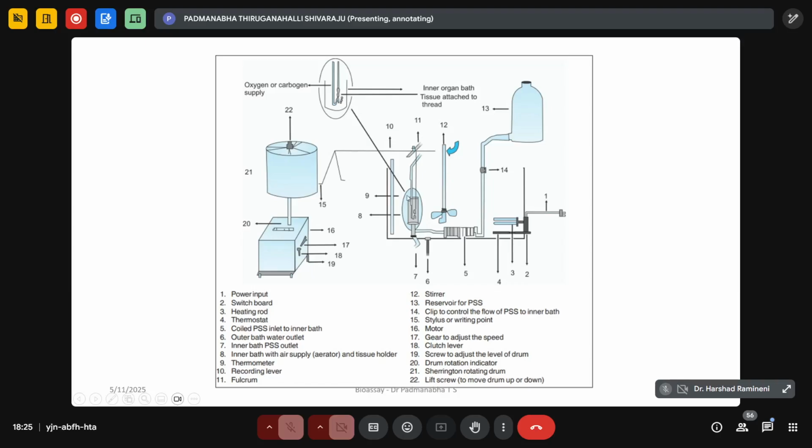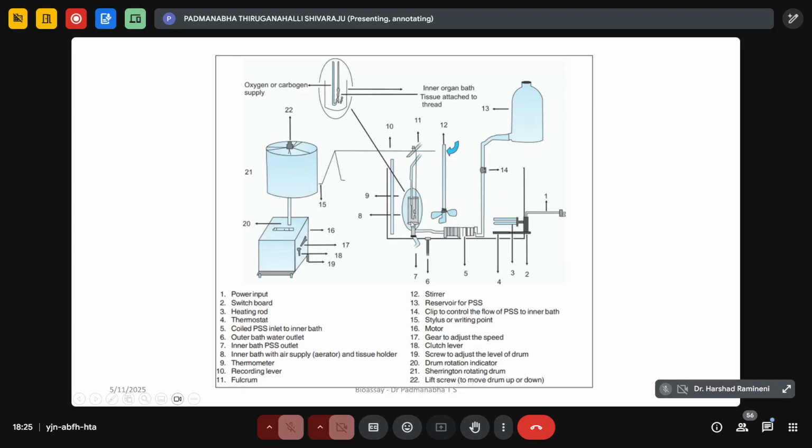This is the outer bath, and here you have what is called the fulcrum, and this is the tissue which you are going to mount. This is the inner bath of the physiological salt solution, and you have a thermometer to regulate the temperature, and you have a recording lever. So this is the fulcrum. The fulcrum is very important in terms of adjusting the magnification for an individual tissue. And below the fulcrum you have a hanging thread where you need to tie the tissue.